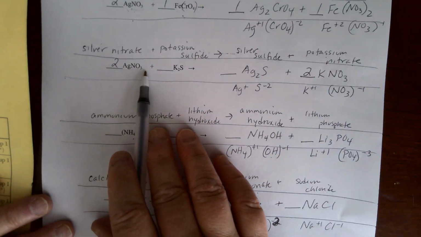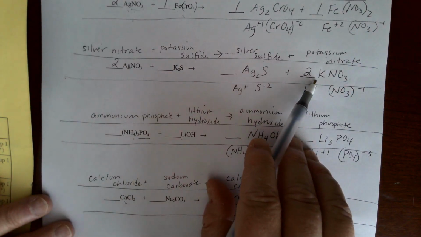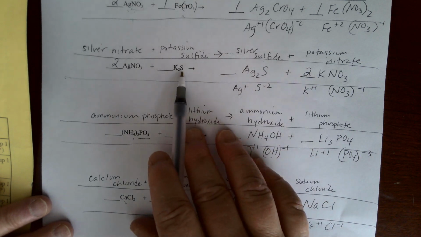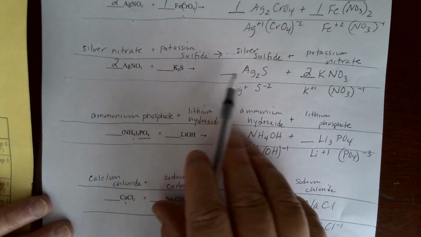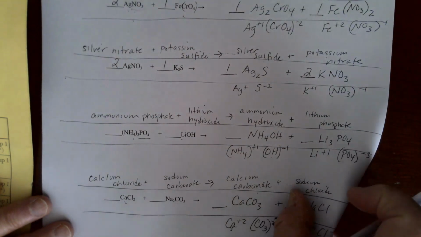So I'm going to keep working my way left to right. The next element I see is potassiums. There are 2 on the left. But there are now 2 on the right, so that fixed itself. And the last element I have to look at is sulfur. 1 on the left, 1 on the right. The coefficients here are 2, 1, 1, 2.